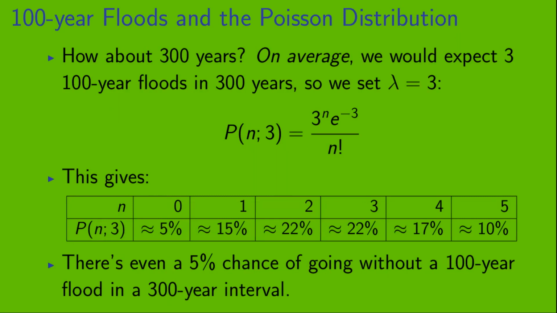Okay, so what about 300 years? So on average we would expect 3 100-year floods in 300 years. So we set lambda equal to 3, and this gives the probabilities shown here. And I'd just like to point out that even in 300 years, there's a 5% chance of going without a single 100-year flood in that time interval.